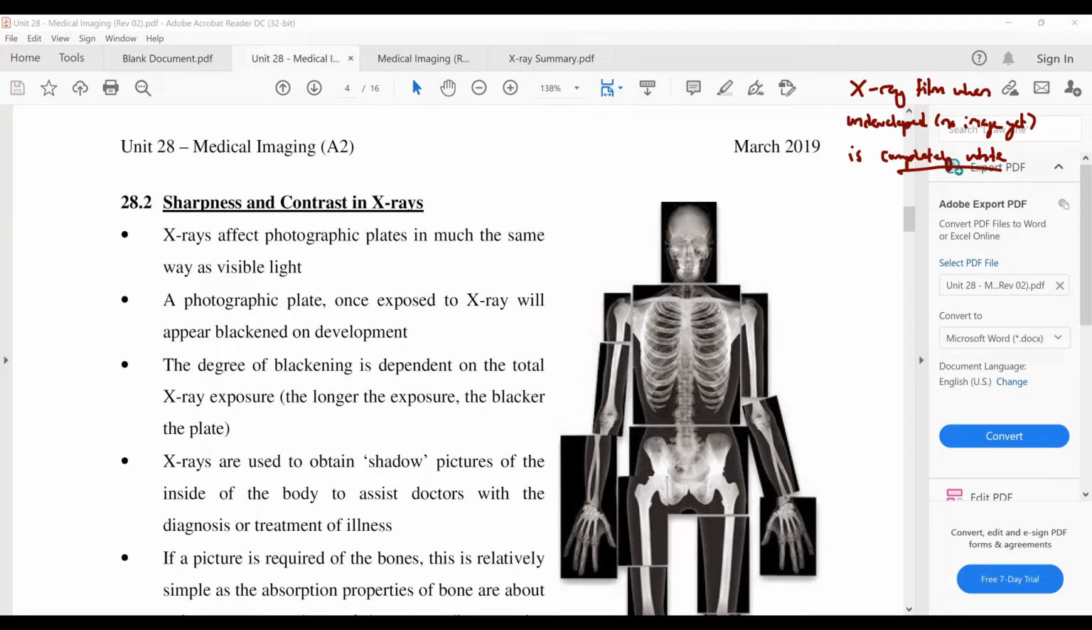Okay, your X-ray film is originally white, is completely white in the first place. It's just that when your X-ray hits your film, it darkens. Okay, so your X-ray film when undeveloped, no emission yet, is completely white. It darkens when X-ray is incident on it. Okay, so this is the first thing you need to know when you're talking about X-ray film. It's originally, completely white. It will only start to darken once you have X-ray incident on it. Okay, that's how you produce an X-ray image in the first place.